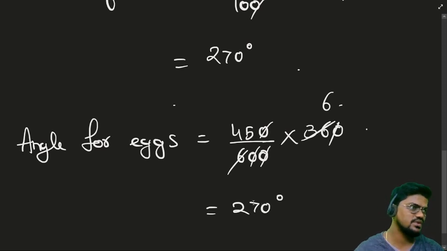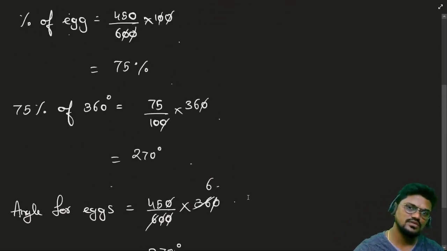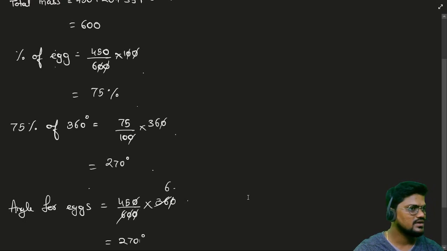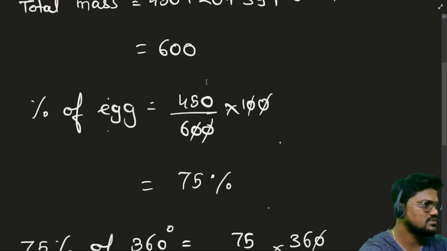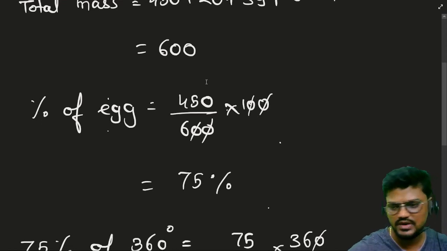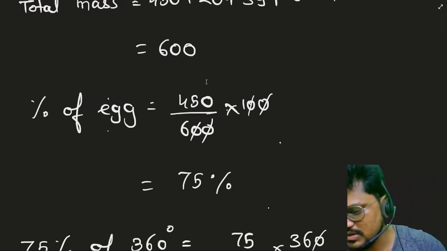So which one is easy for you? The second one, directly finding the angle. Okay, that will do. You can do that also, because two students have told me about percentage. That's why I've given you how to calculate the percentage also.